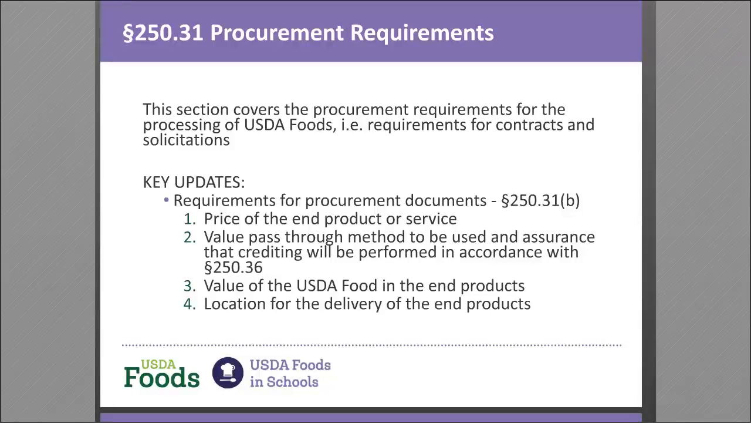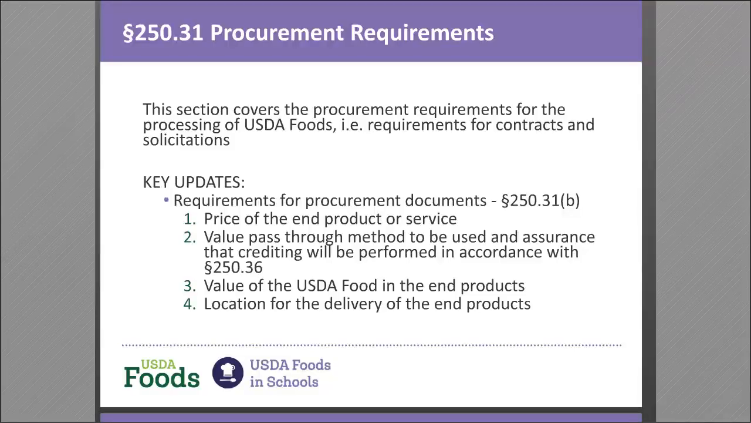To that end, we are requiring that all procurement documents include the following information: the price to be charged for the end product or other processing service, the method of end product sales that will be utilized, and assurance that crediting for USDA foods will be performed in accordance with the applicable requirements for such methods of sales, which will be discussed later in 250.36, the value of the USDA foods in the end products, and the location for the delivery of the end products.